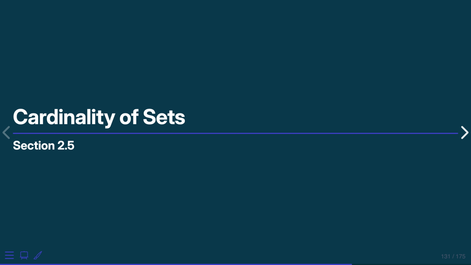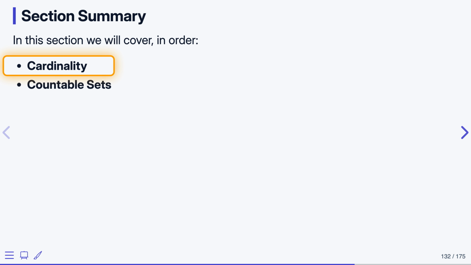Section 2.5, Cardinality of Sets. So far, cardinality has just meant counting the elements of a finite set. Now we learn how to compare the sizes of sets, even infinite ones. Let us look at the plan for this section. First, cardinality, a precise way to say when two sets have the same size using functions. And second, countable sets, which infinite sets are small enough to be listed one by one. Use this short list as our roadmap.